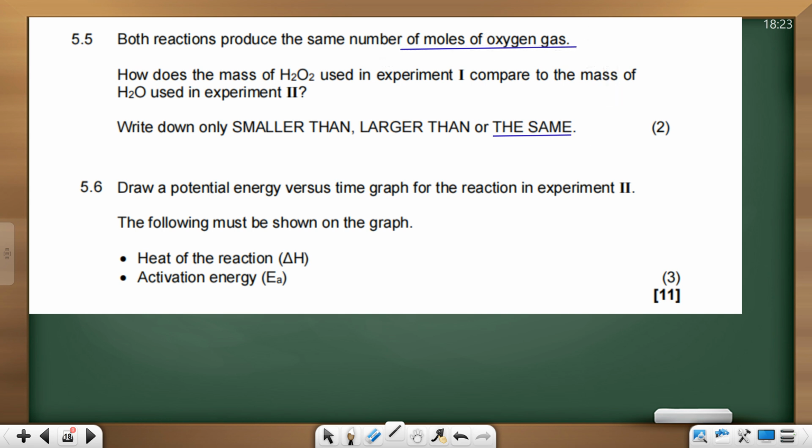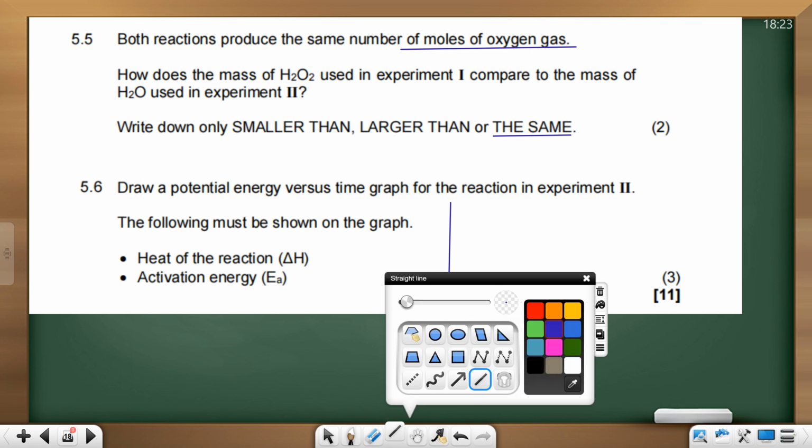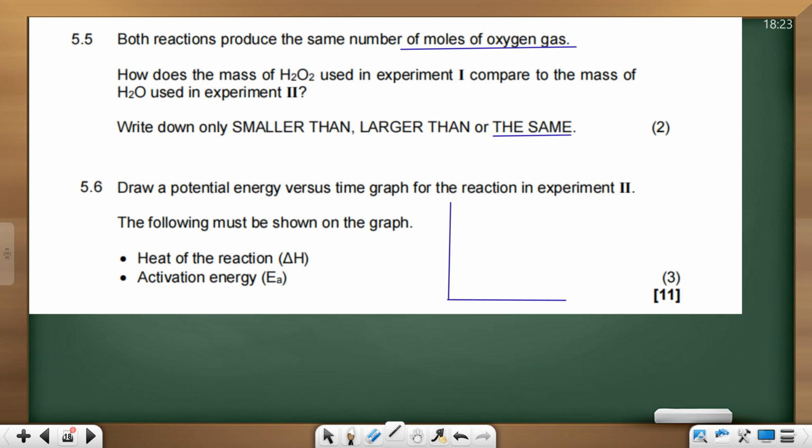Draw a potential energy time graph for the reaction of 2, which is what? What is your 2? Endothermic. Show the guys, I'm not going to draw. Okay, let's draw. I'm sure you know what that looks like, right? For endothermic, what are we going to have? It will be like that.